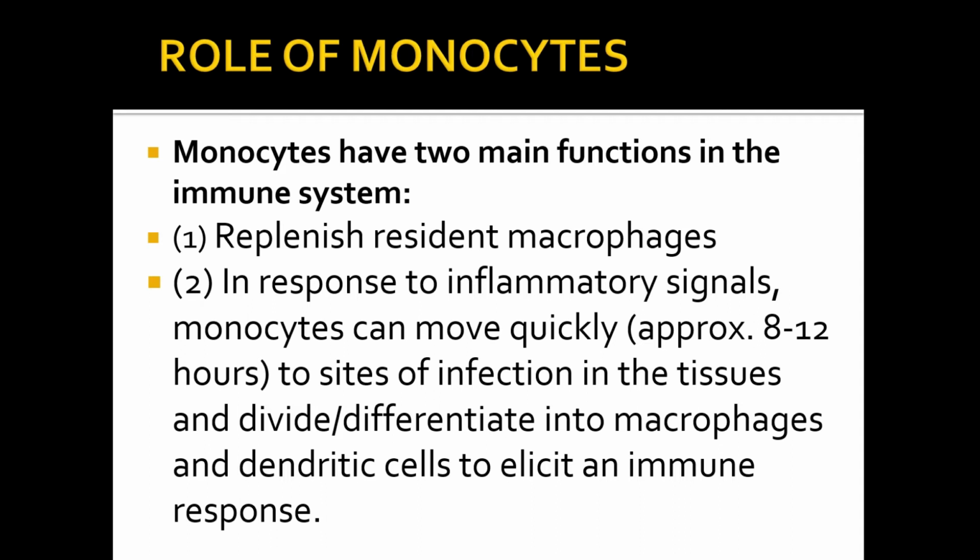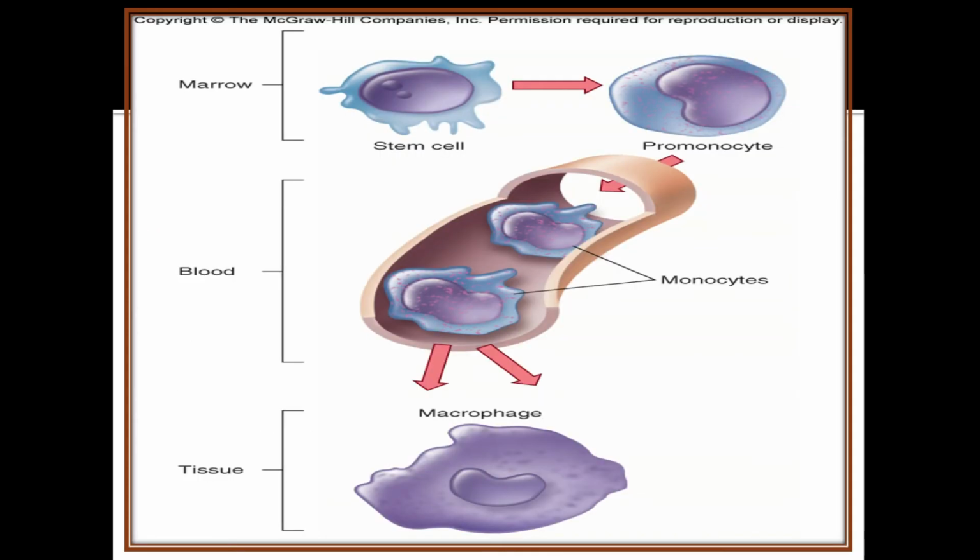The second function is in response to inflammatory signals: monocytes can move quickly, and it takes about 8 to 12 hours to reach the site of infection in the tissues and divide and differentiate into macrophages and dendritic cells to elicit an immune response. So monocytes basically are the provider of macrophages, so that macrophages will engulf the bacteria and provide immunity or defense. This picture shows you that initially these cells are pro-monocytes, which, when they come into the blood, are converted to monocytes, and when they come into the tissues, they become macrophages.